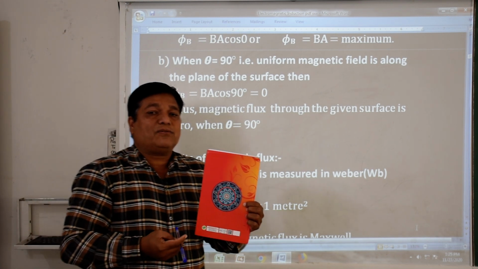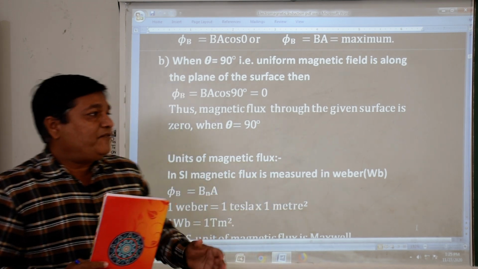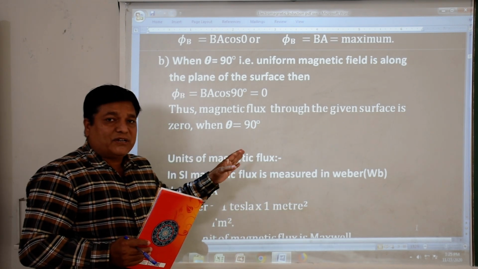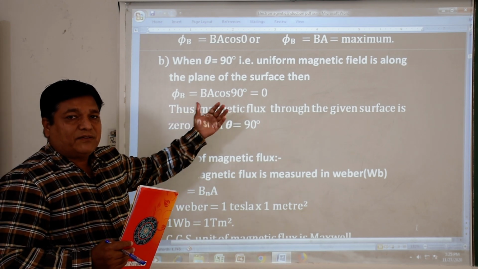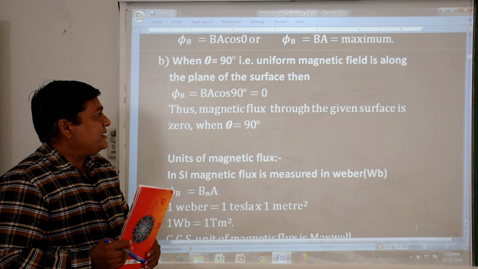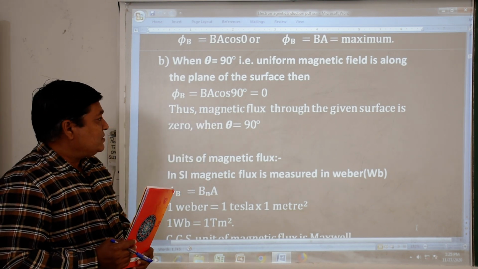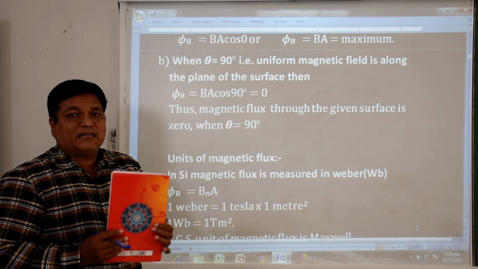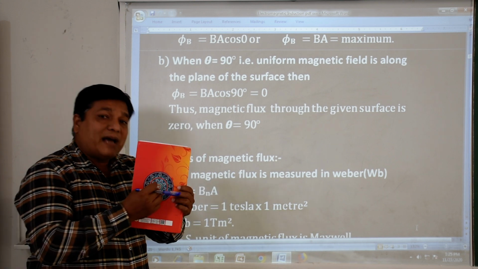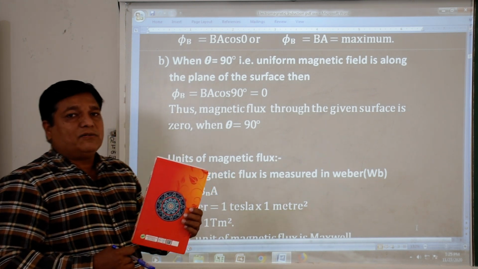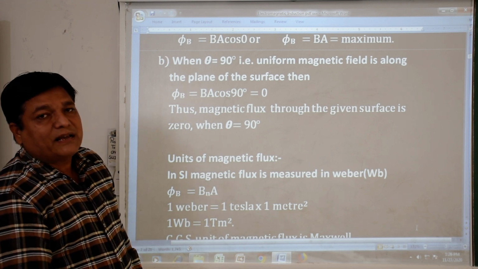It means that both are perpendicular to each other. If theta is equal to 90 degree, cos 90 value is equal to 0. If we substitute this value in the equation, phi of B is equal to BA cos theta. In place of theta we place 90 degree, cos 90 value is equal to 0, so phi of B, the magnetic flux, is equal to 0. It means that zero flux links with the surface area when this surface area is placed parallel to the field, because the direction of the area vector is perpendicular to the magnetic field. So, these are two cases related with the magnetic flux.